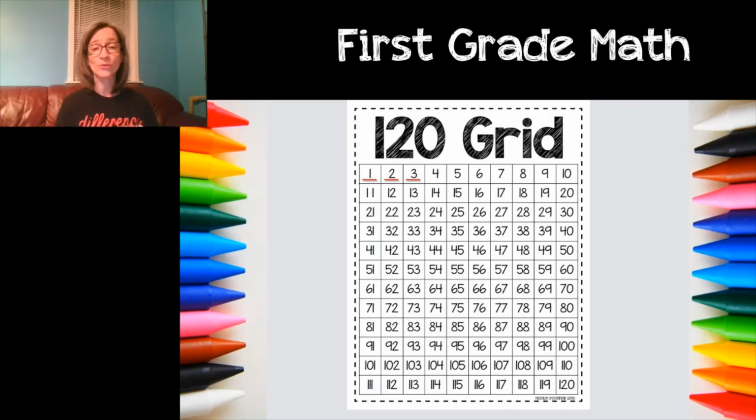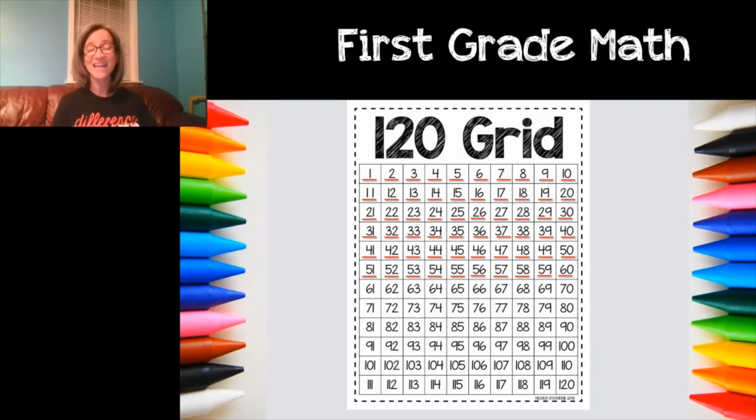1, 2, 3, 4, 5, 6, 7, 8, 9, 10, 11, 12, 13, 14, 15, 16, 17, 18, 19, 20, 21, 22, 23, 24, 25, 26, 27, 28, 29, 30, 31, 32, 33, 34, 35, 36, 37, 38, 39, 40, 41, 42, 43, 44, 45, 46, 47, 48, 49, 50, 51, 52, 53, 54, 55, 56, 57, 58, 59, 60.